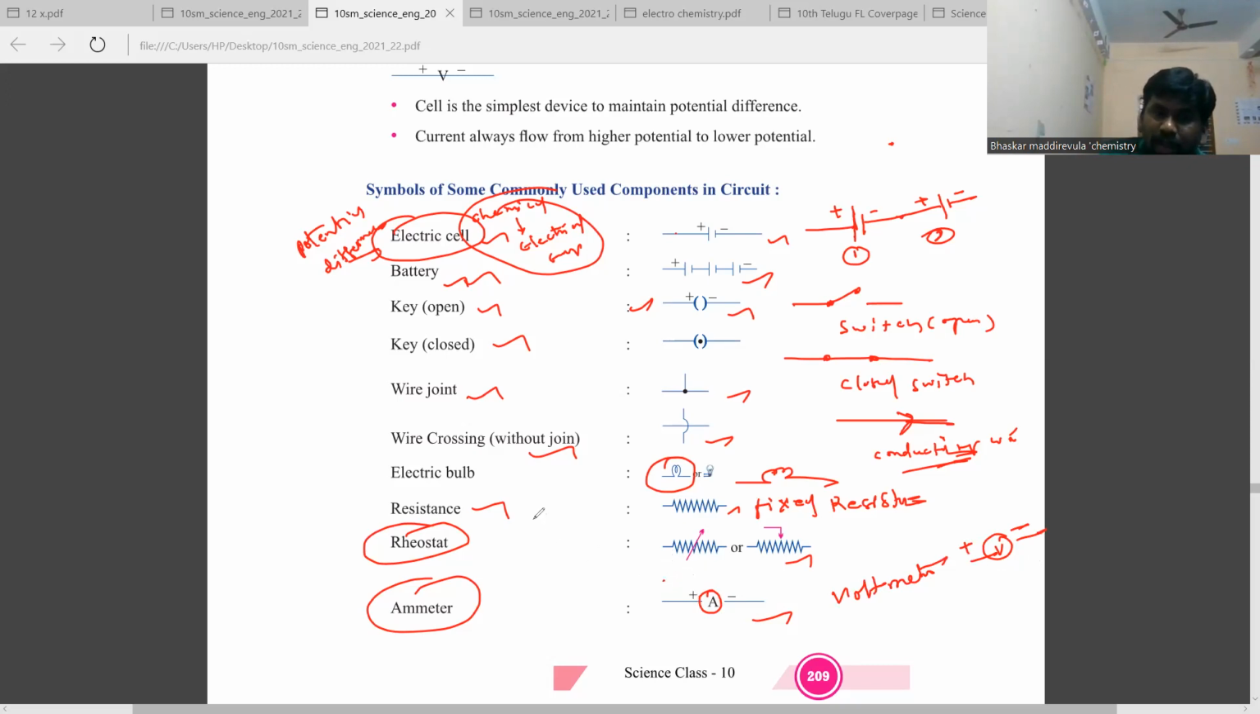So we have two types of resistors. One is the fixed resistor. It has a fixed amount of resistance, so with its help we can regulate a fixed amount of current. But with the help of the rheostat, we can vary the amount of current, either increasing or decreasing it. So these are some important components of the electric circuit and their symbols.